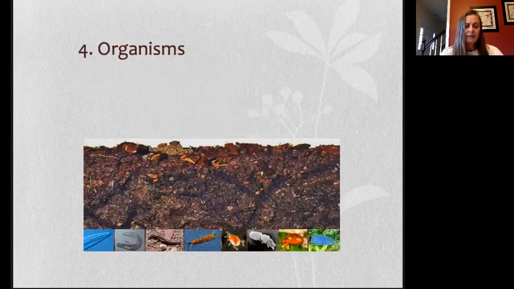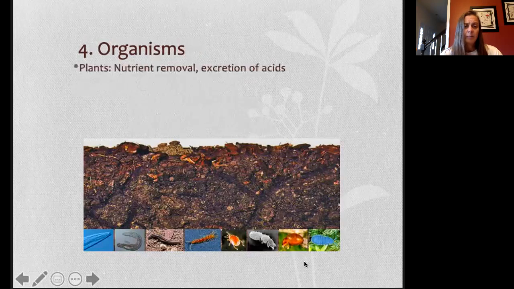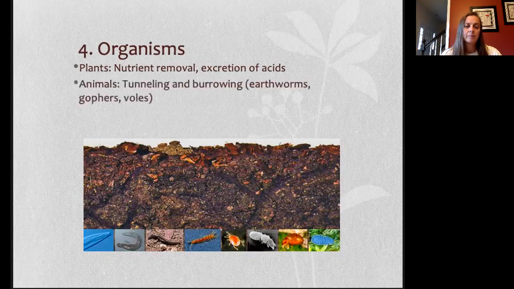All right, and then obviously the things that live in the soil make a huge difference. So we have pictures of all these different little detritivores and nitrogen fixing bacteria down here. Plants obviously are going to take nutrients from the soil. They may also excrete acid, which will help to break down rock, which increases the soil. And when they decompose, they actually add organic material back to the soil.